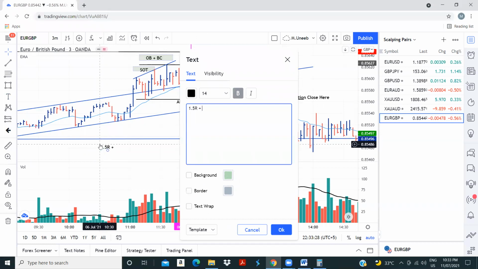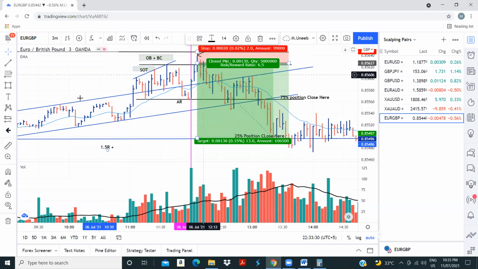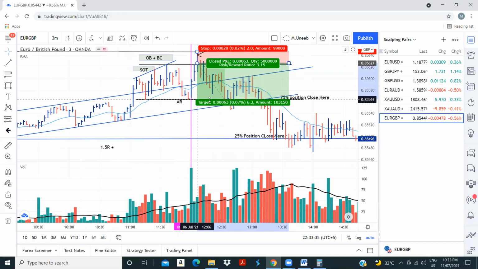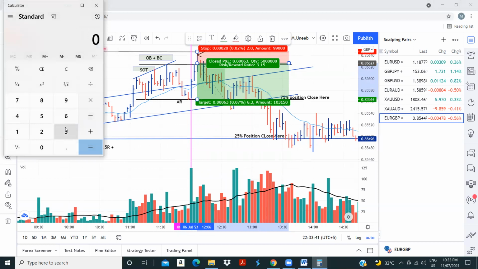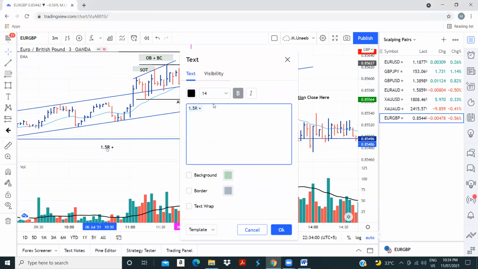So you see, I have a very, very structured approach to trading. And this one, if you close right over here, 75%, that's 3.15. So let's take it as 3. 3 multiplied by 75 divided by 100 is 2.25. So 2.25 plus 1.5, the answer would be 3.75 R. That's pretty good. 3.75 R.